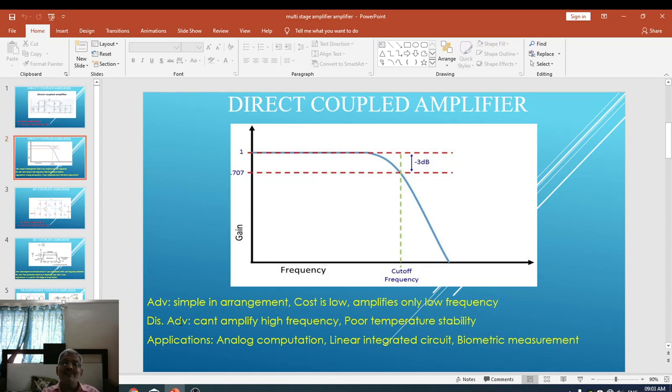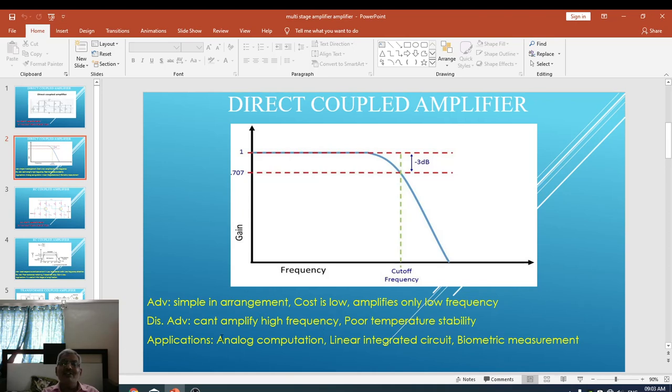It has disadvantages also. First disadvantage is it can't amplify high frequencies. Means all the higher frequencies are attenuated. Hence it can't be used to amplify high frequency signals. It also has poor temperature stability. Means if temperature increases, the operating point may shift. So that's why it is less stable at higher temperature. These are the two disadvantages.